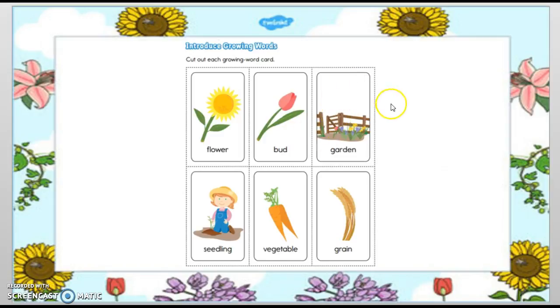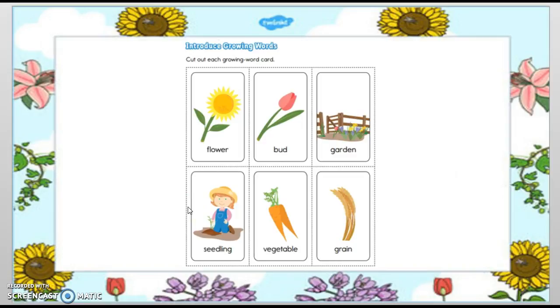Our next vocabulary word for this lesson is garden. And a garden is a piece of land where flowers, fruits, and vegetables are grown. Some of you may have seen a garden before. Some of you may even have a garden where you live.